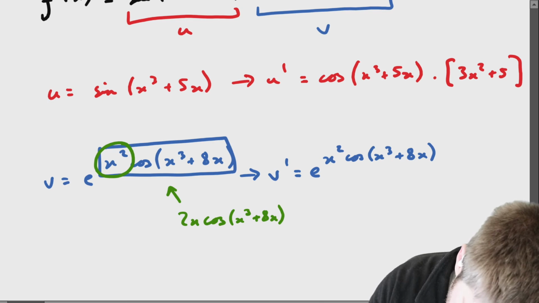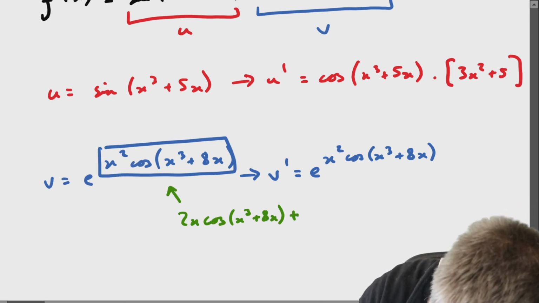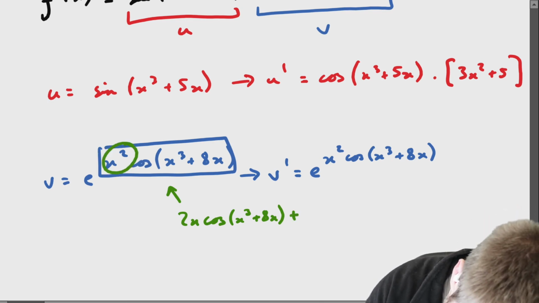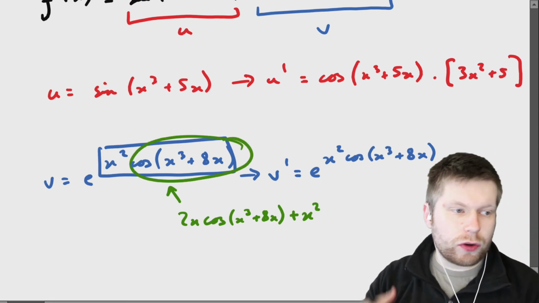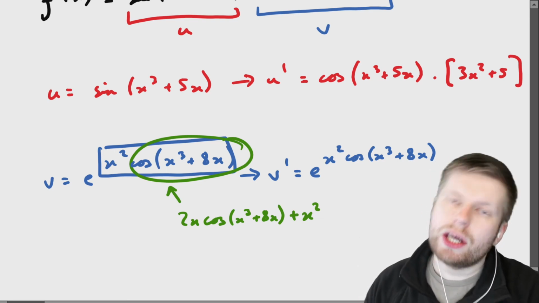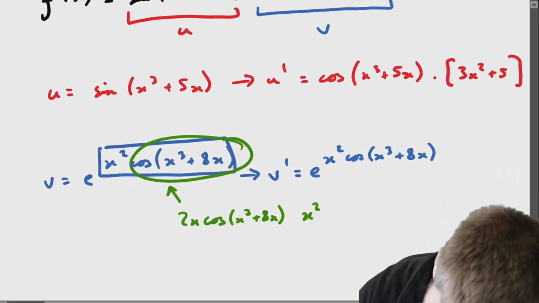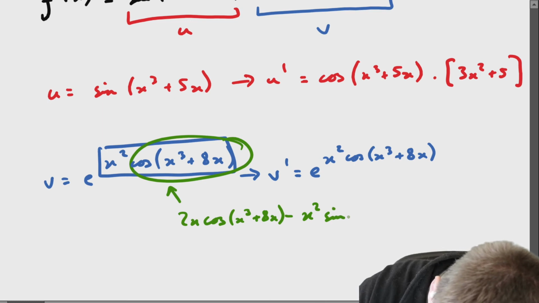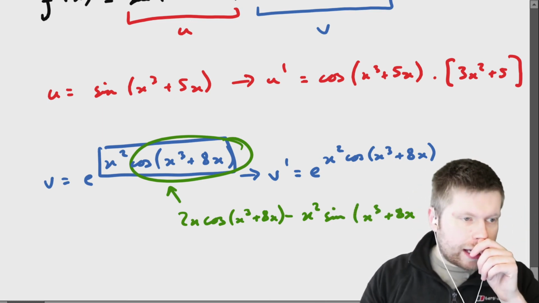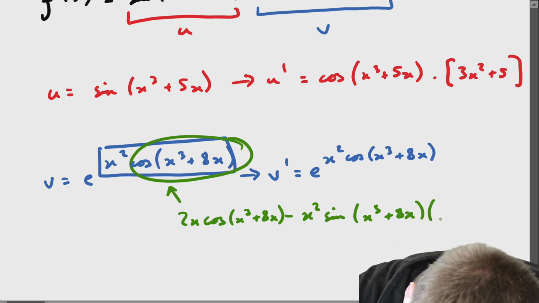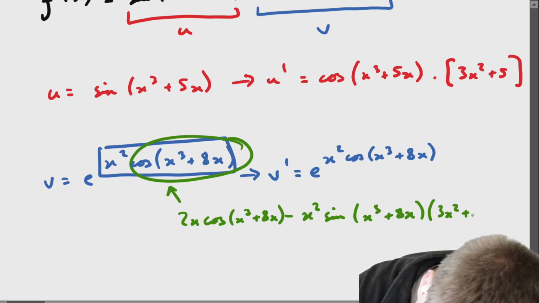Then I need to add that to effectively the same idea but the other way round. So in other words, this time I leave the x squared alone, and then I multiply it by the derivative of the other function. So here I've got the derivative of cosine of x cubed plus 8x. Derivative of cosine is going to be negative sine of x cubed plus 8x multiplied by the derivative of the x cubed plus 8x. That's going to give me my 3x squared plus 8.